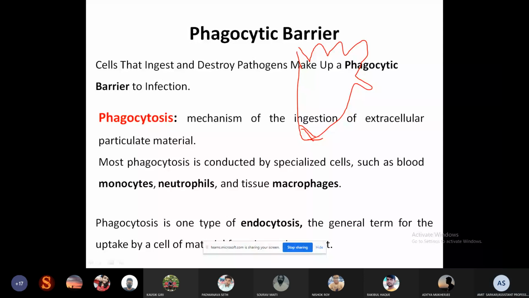Okay, I can discuss it later also in the next barrier. If we do not find that information, then we'll come back to that. So this is the phagocytic barrier.